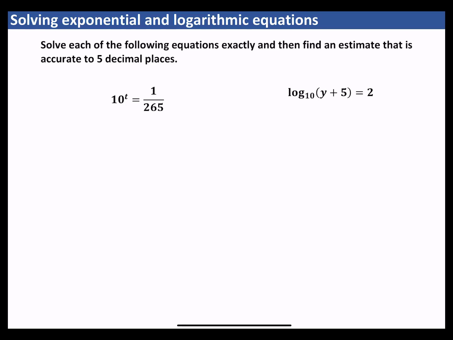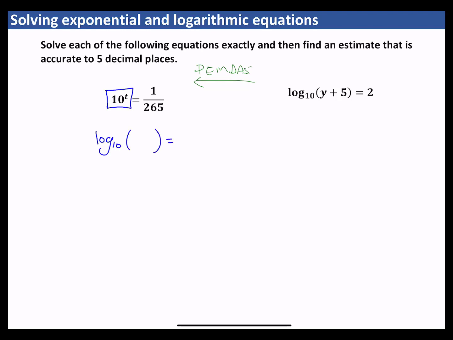All right, so we're going to solve each of the following equations exactly and then find an estimate that's accurate to 5 decimal places. In our first example, we have 10 to the t power equals 1 over 265. We know that we are solving, so we are going to work on undoing the order of operations. There's no addition or subtraction, there's no multiplication or division, so our first step is immediately to figure out how to undo this exponential function, and we know the inverse of an exponential function is a logarithm, so we could rewrite this as a logarithmic function.